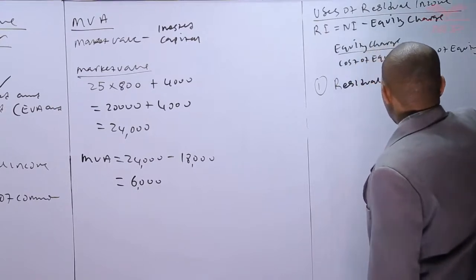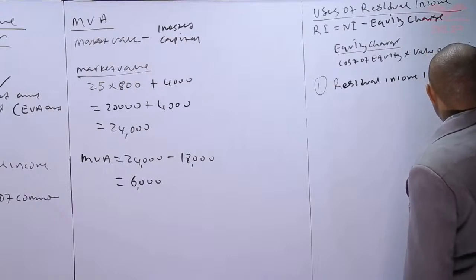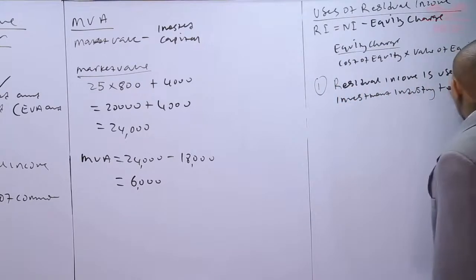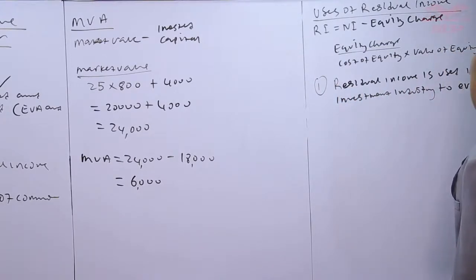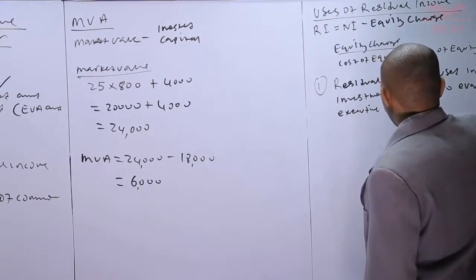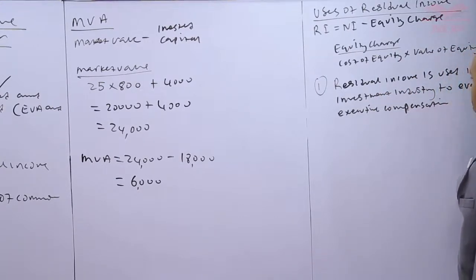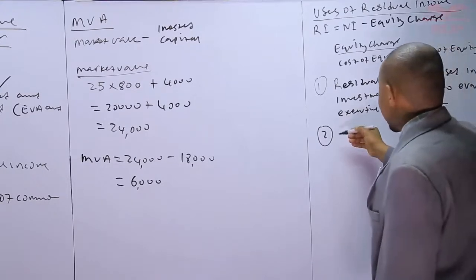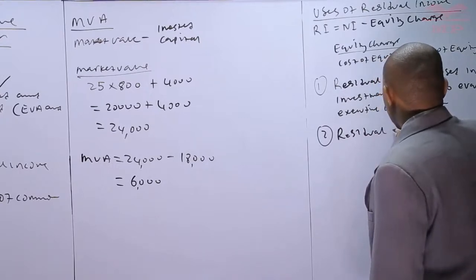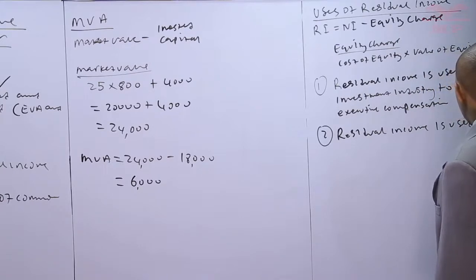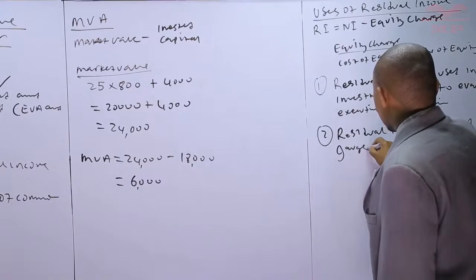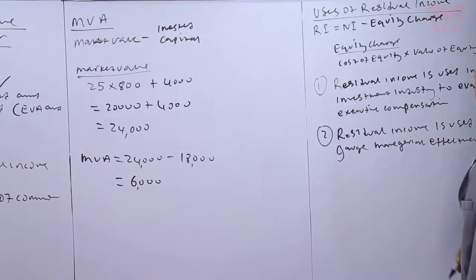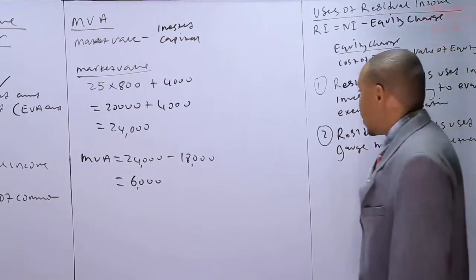Residual income is used in the investment industry to evaluate executive compensation. The second use of residual income is to assess managerial effectiveness. Residual income is used to gauge managerial effectiveness. So those are the two major uses of residual income.